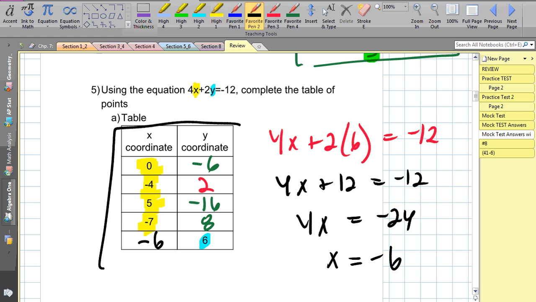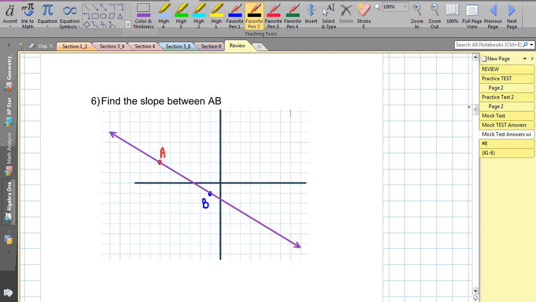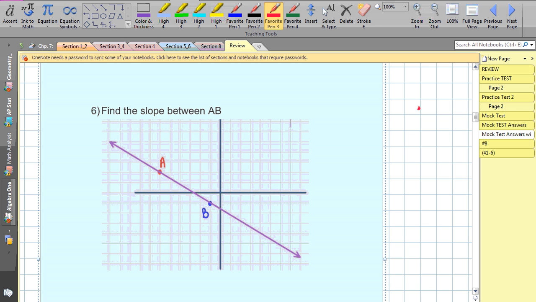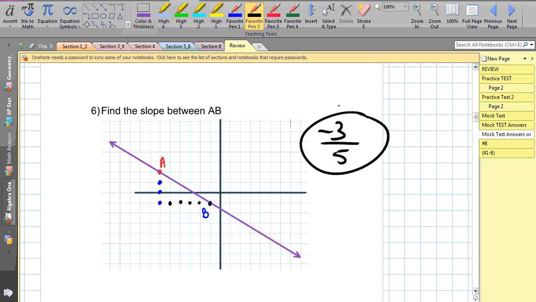So this is the table that we just filled in, and it said to do what? Complete the table. All right, the next step in here is finding the slope between A and B. Well, slope is just rise over run, so I'm going to try to count these coordinates in here. I'm going to go down 1, 2, 3, and then I'm going to go over 1, 2, 3, 4, 5. So I went down 3 all over 5. That's it. That's the slope of that particular line.